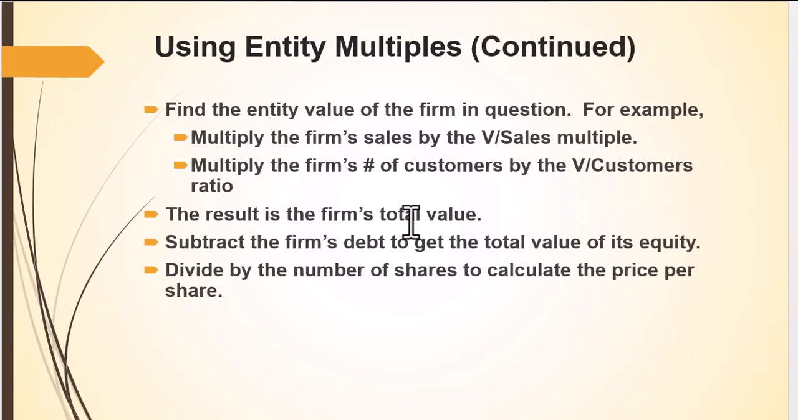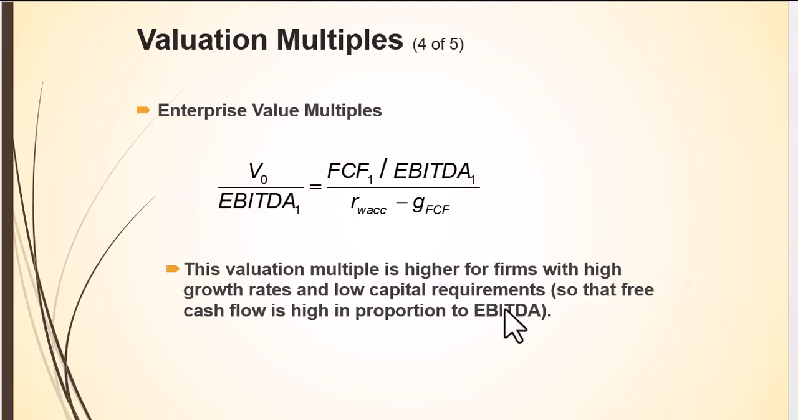So the result, again, you get this total value, subtract the debt from that total value, and that will give you equity. And again, as we've done earlier in videos, divide that by the number of shares, and it will give you a stock price. There's something referred to as the enterprise value multiplier. This is the value of the company divided by EBITDA. So how do you calculate that value? What is this number? Free cash flow divided by EBITDA, divided by the difference between the weighted average cost of capital and the growth rate of free cash flow. This gives us this multiplier.